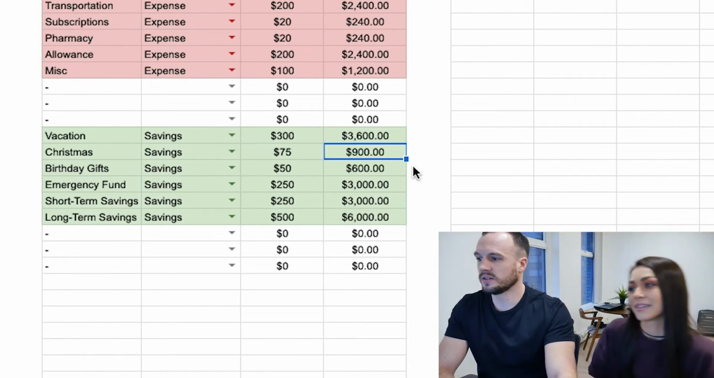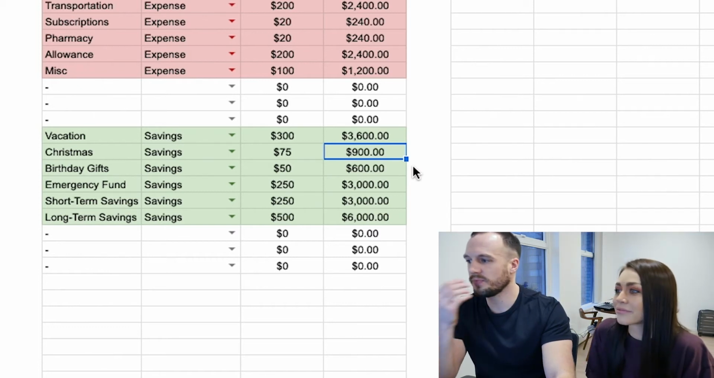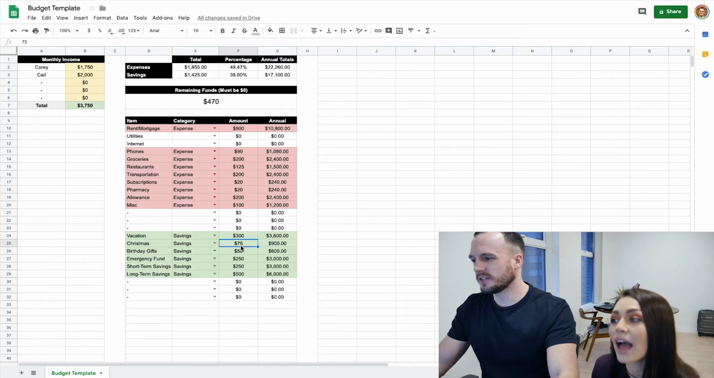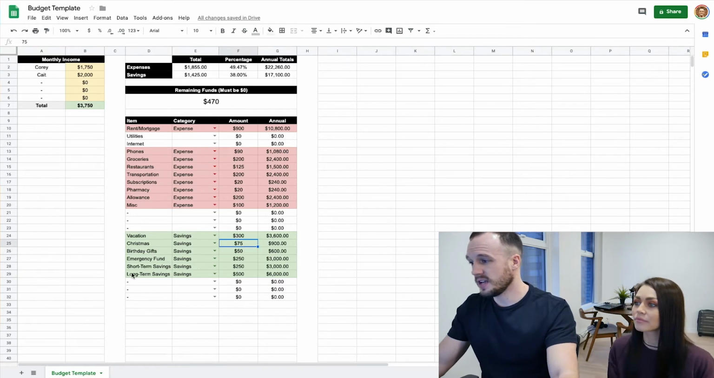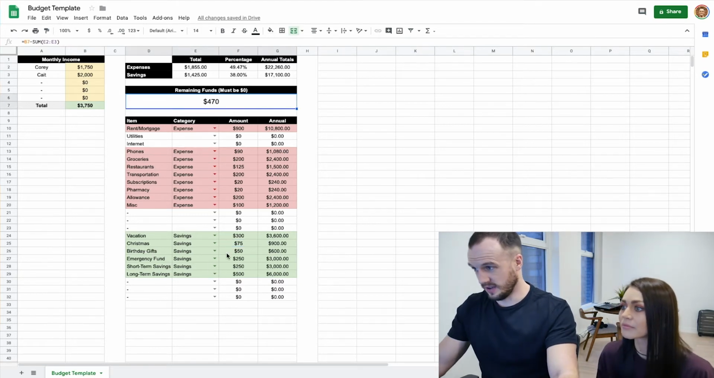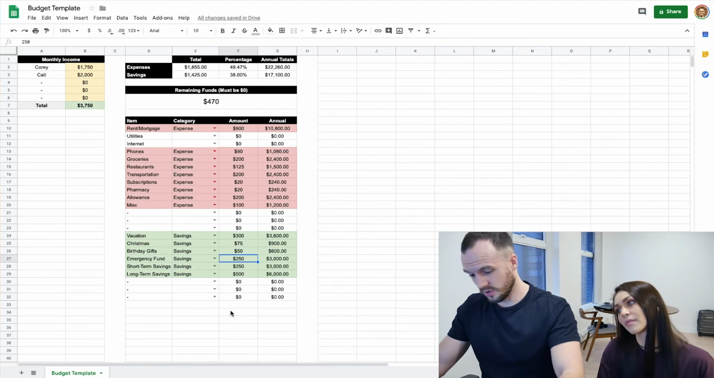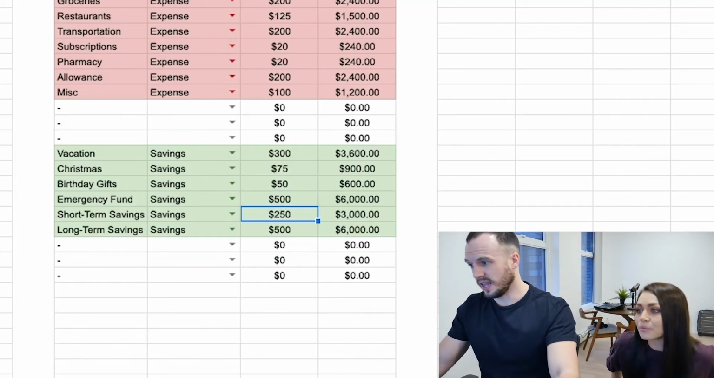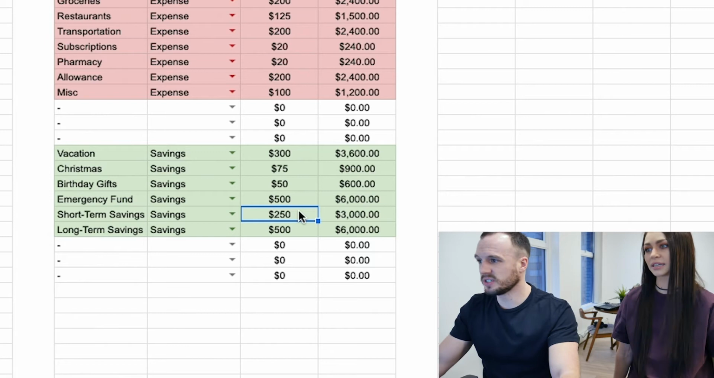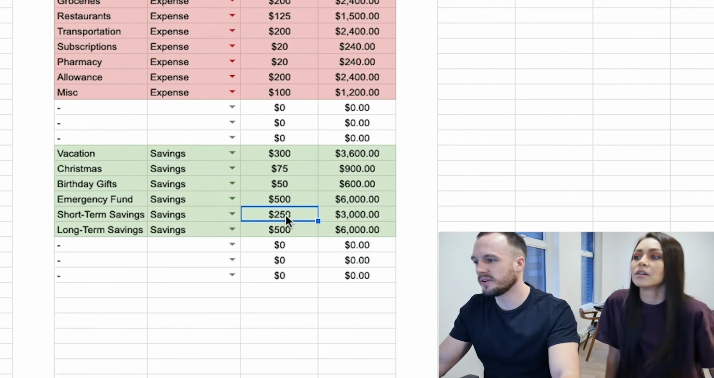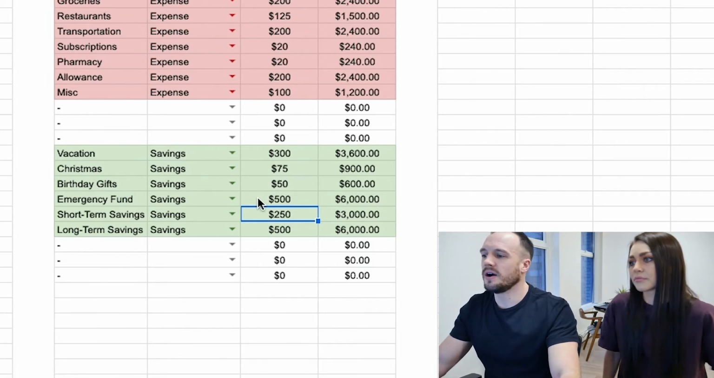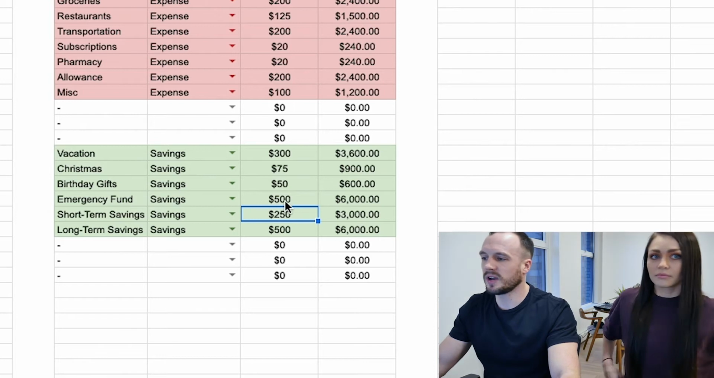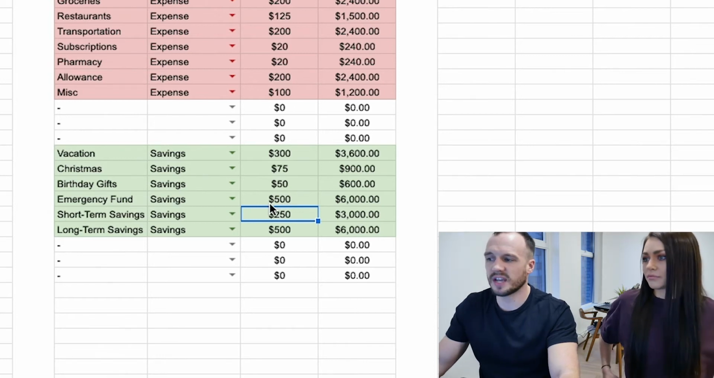We'll have $900. I mean, I have a big family, so you'd at least be able to get everyone gifts. So yeah, $75 for Christmas. Birthdays, I'm going to leave that. So what I would do in this situation, since I still have $470 left, I really would bump that up. Like this way, emergency fund would be $500 every month, and I would put this probably in some kind of savings account just so it can grow a bit faster.